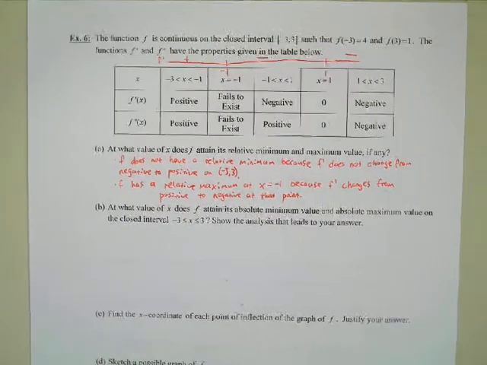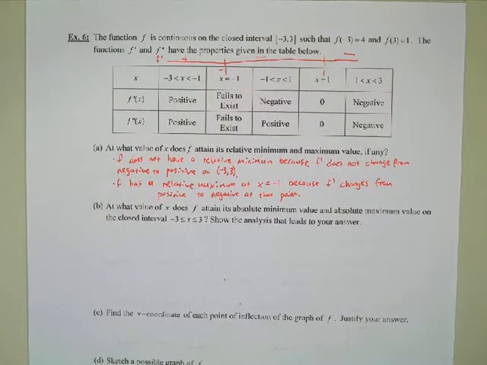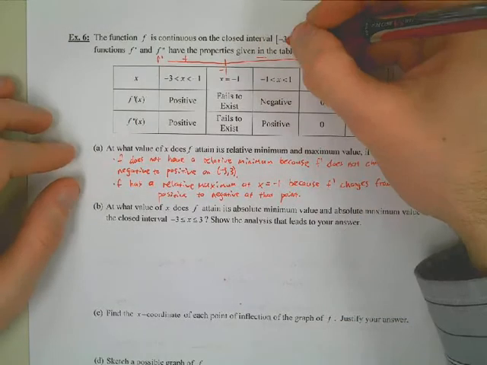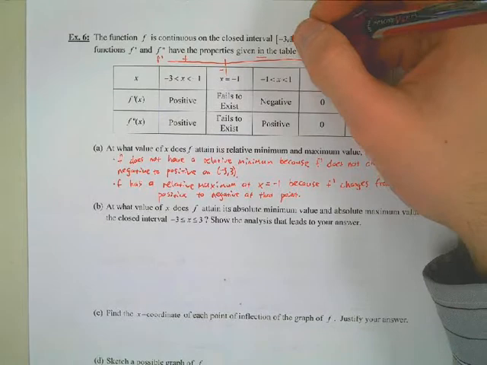All right, so letter B. At what value of x does f attain its absolute minimum value and absolute maximum value on the interval -3 less than or equal to x less than or equal to 3? Show the analysis that leads to your answer. First of all, what are our candidates, Connor, for the absolute extrema here? Critical points. So in this particular case, what are those numbers? Okay, so -3 and 3. That's the endpoints of the interval. That's some of the candidates. Yep. So we want to consider that.